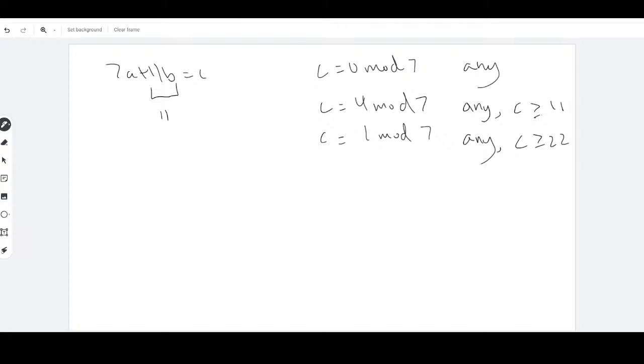Okay, so we want to continue with the next C mod 7. So C is 5 mod 7. If C is 5 mod 7, then B would be 3 mod 7. If B is 3 mod 7, then B can be 3 or 10 and so on, right? But the minimum B can be would be 3, and so the minimum 11B can be would be 33.